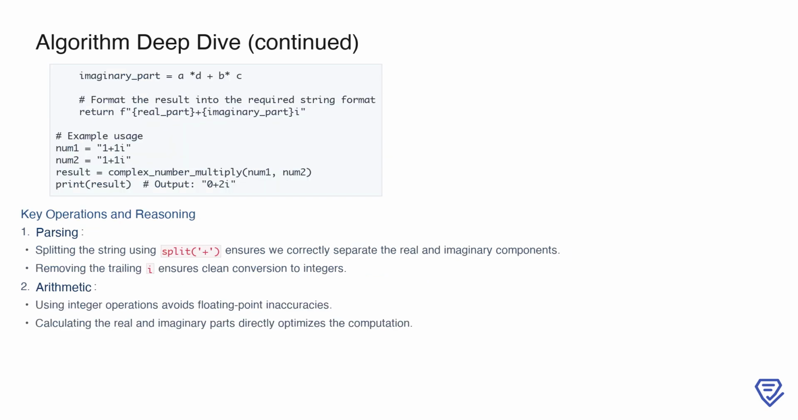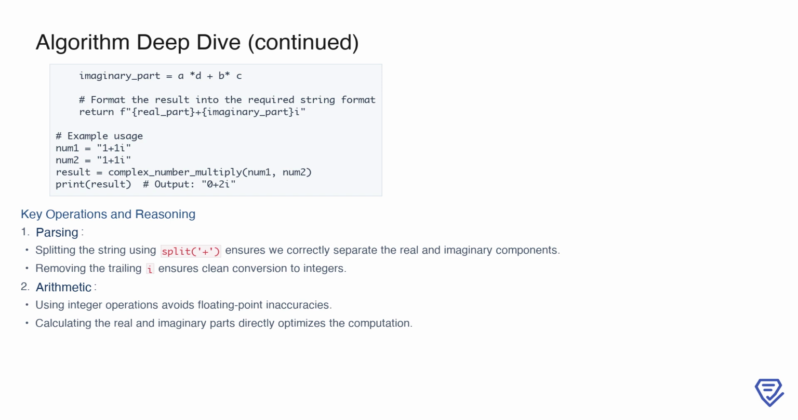The implementation of this algorithm is straightforward. We first parse the input strings by removing the trailing i and splitting the strings into the real and imaginary parts. These parts are then converted into integers to perform the calculations. After parsing, the real part of the product is calculated using the formula A*C - B*D, and the imaginary part is calculated as A*D plus B*C.